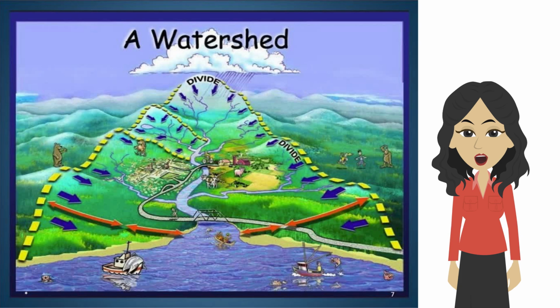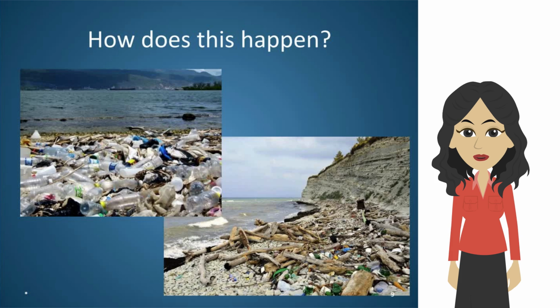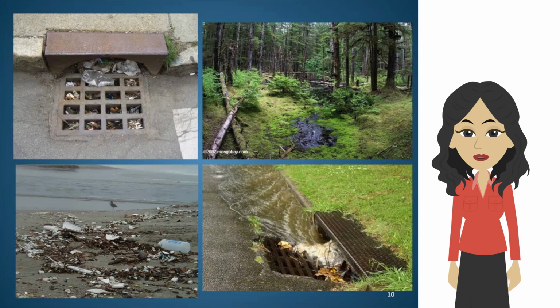It might flow through storm drains or through creeks and streams, or it might be washed directly into the large body of water. Now that you understand how a watershed works, take a look at these two pictures. These are examples of unhealthy environments. How do you think this happens? Look at these pictures. Think about where water goes when it rains.